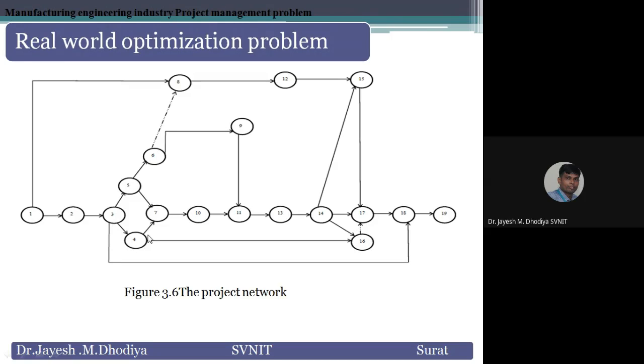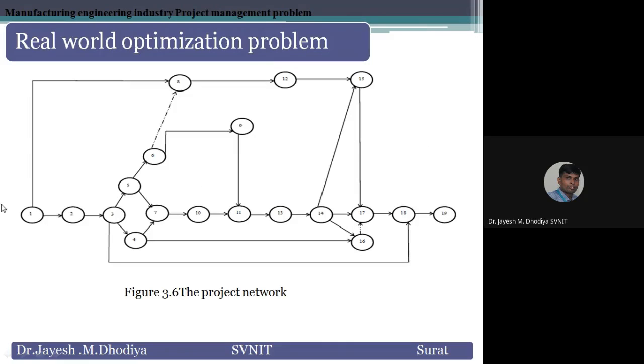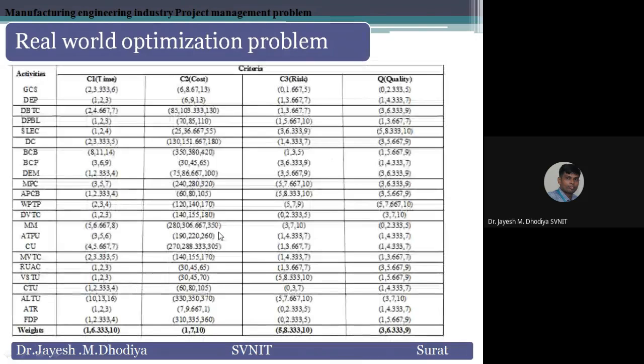Okay. So here I have considered a real world problem of aircraft component development. How can we develop an aircraft component? For that, there is a total of this many activities, and this problem deals with fuzzy numbers. These are the activities that will have to be performed, and they are in the form of fuzzy numbers. This activity will take a minimum of 2 minutes and a maximum of 6 minutes, and this is the average time. Similarly, cost is like that: 6, 13, and 8.67.